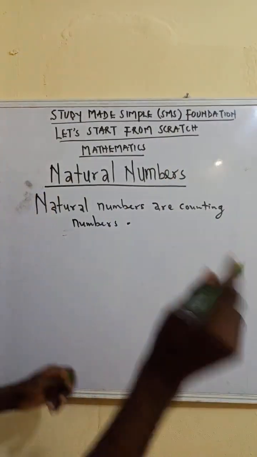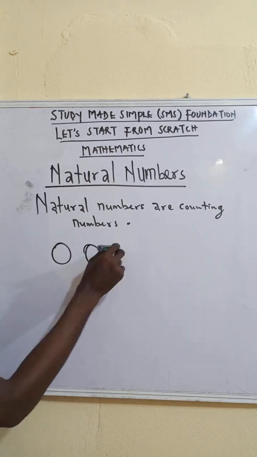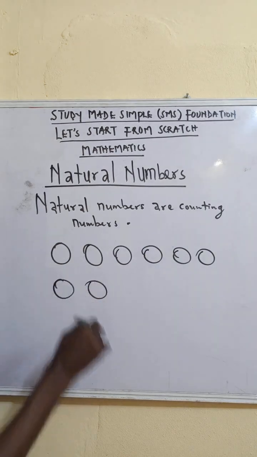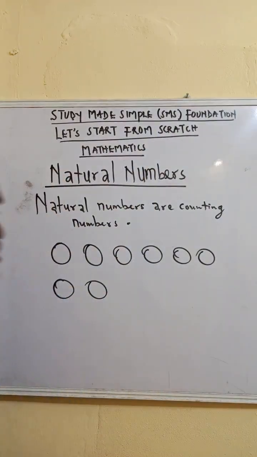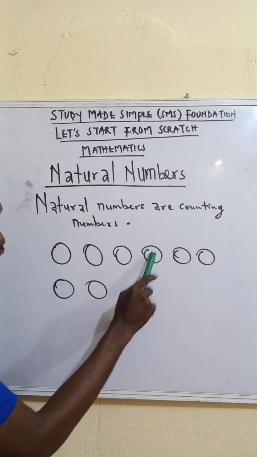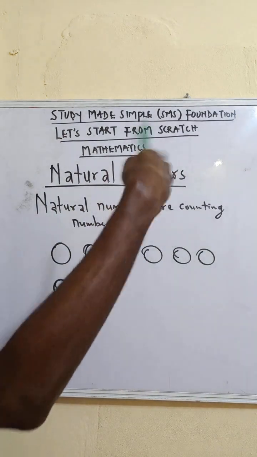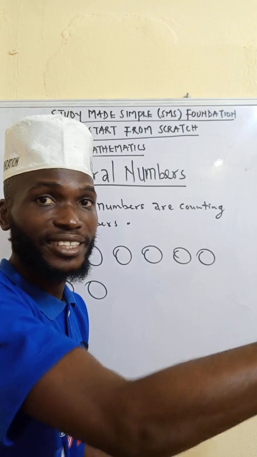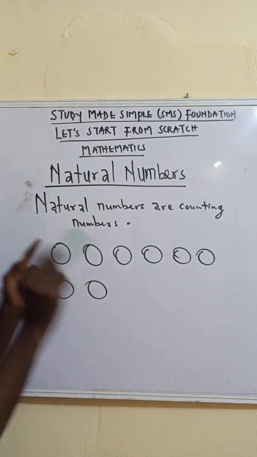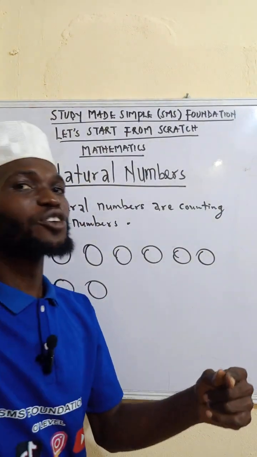For example, if you are given oranges, let's say this number of oranges, and you are asked to count them. How do you count? You say 1, 2, 3, 4, 5, 6, 7, 8. So if you have more, you continue like that: 9, 10, 11, 12. Where did you start from? You started from 1. So it means natural numbers, counting numbers, they begin from 1.